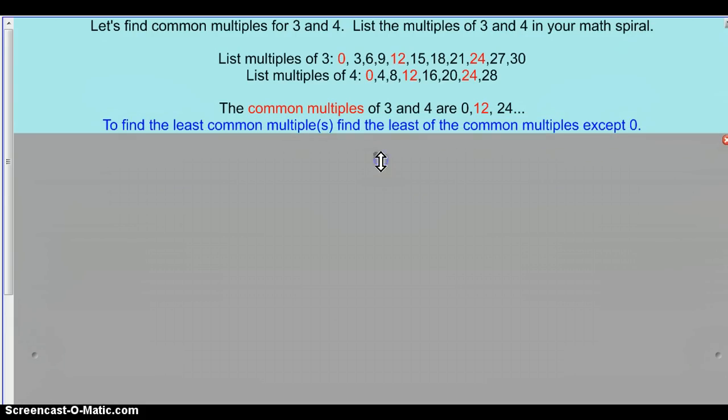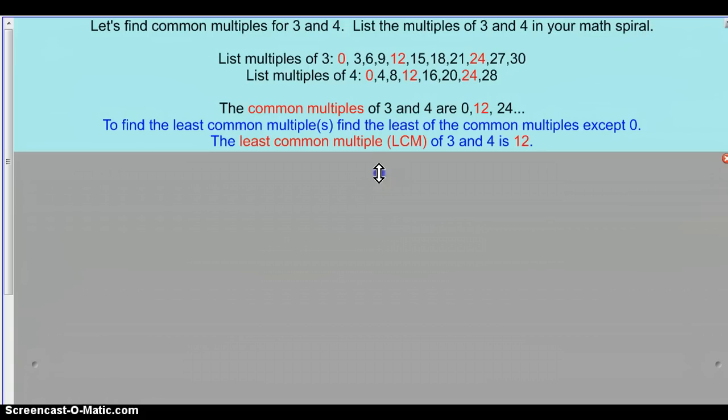To find the least common multiple, find the least of the common multiples except 0. The least common multiple of 3 and 4 is 12. So I'd never need an S there because you only have one least common multiple. As you can see, they have 0, 12, and 24, but the least one is 12 because you can't count 0.